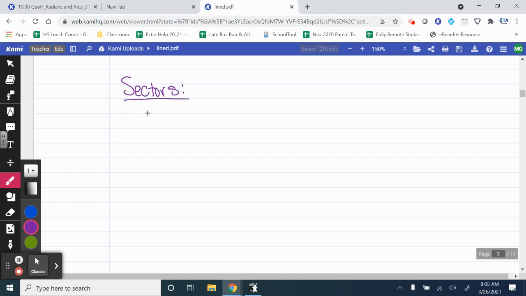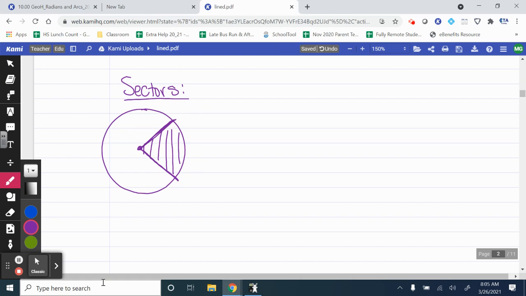So what a sector is: if you have a circle, it's like a piece of the pie. So like this in here, that would be a sector. It's a piece of pie out of your whole circle.